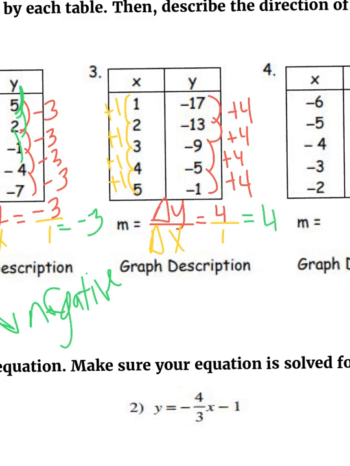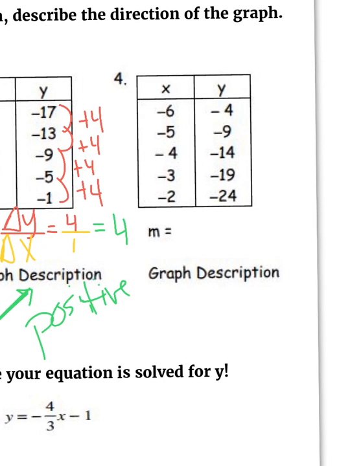So when I talk about my graph description, I just want you to know that because it's positive, it's going to go from left to right. It's going to go up. It's going to look like it's going up because it is a positive slope. Why that's not writing, sorry.